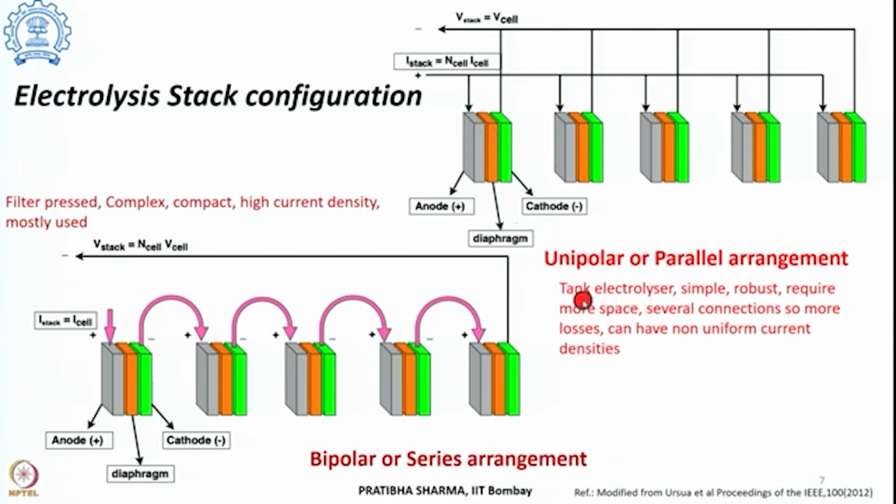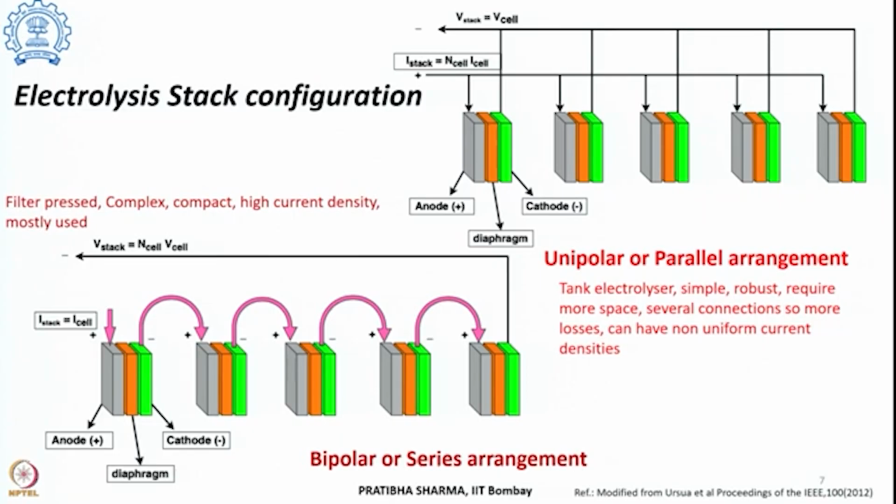So, although the connections are simplified, as such it is simple to connect and robust, but it requires more space. Since there are several connections involved, there are more losses involved in the arrangement, and it can also result in non-uniform current densities because the internal resistance of different cells may be different.